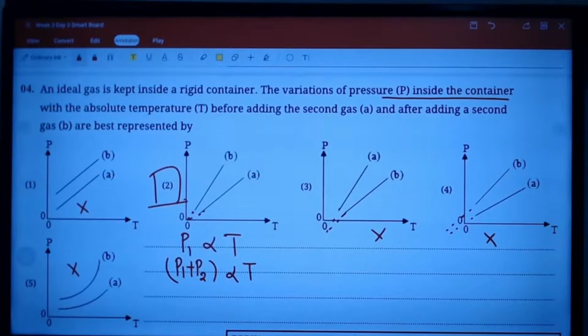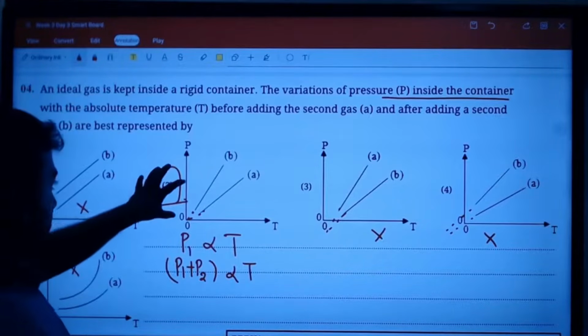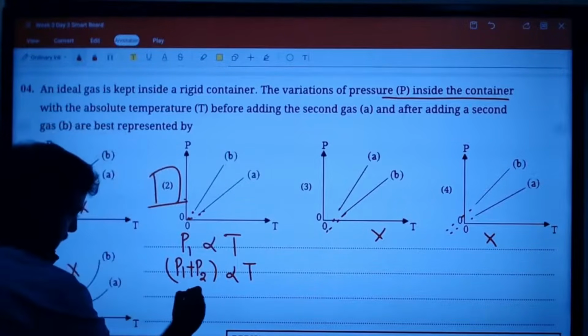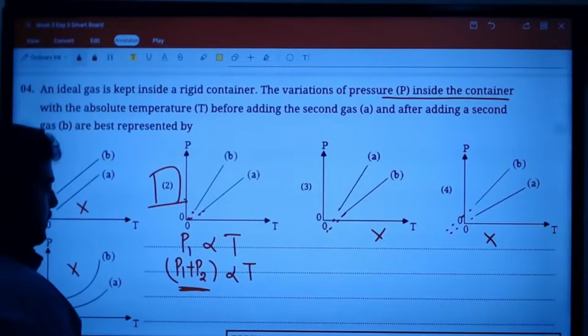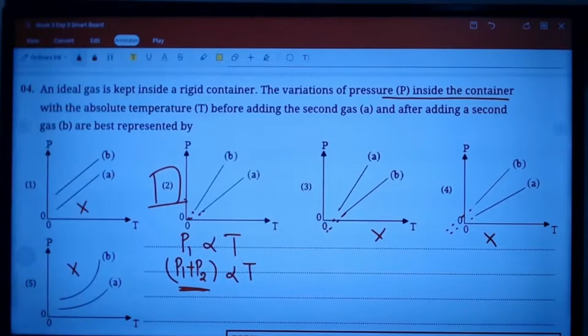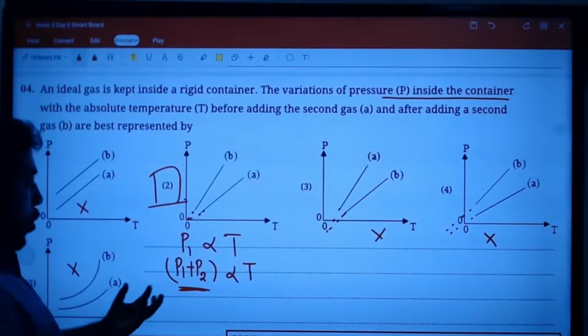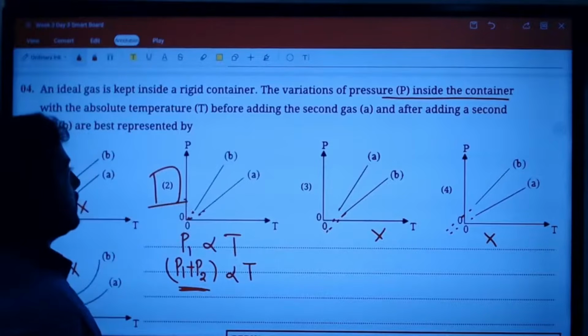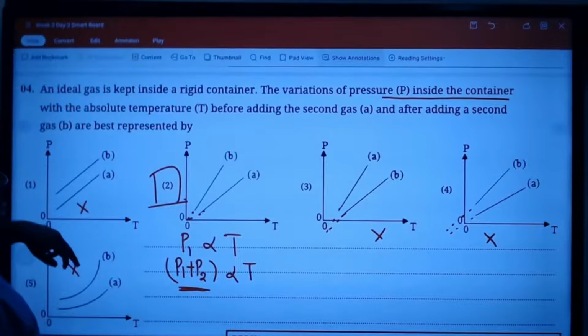Ideal gases obey the pressure law, and it must pass through the origin. When we add two gases, the total pressure will increase. But the graph will always pass through the origin.